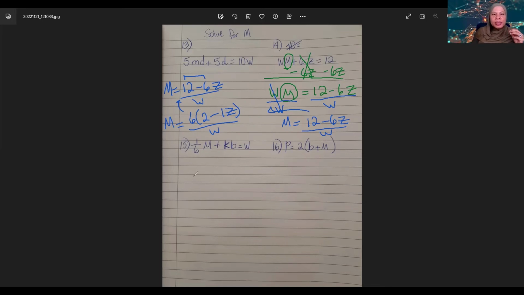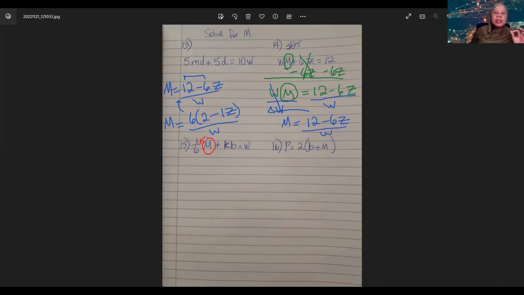Let's go to the bottom. Sometimes you have these literal equations and you have fractions in it. Okay. So you have 1/6m plus KB equals W. We're solving for M. What I'm going to do is circle the M. Okay. I'm going to work around it. Right here, when you see this 1/6, you can look at this 1/6 as being division, or you can look at it as being multiplication. It depends on how you want to see it.